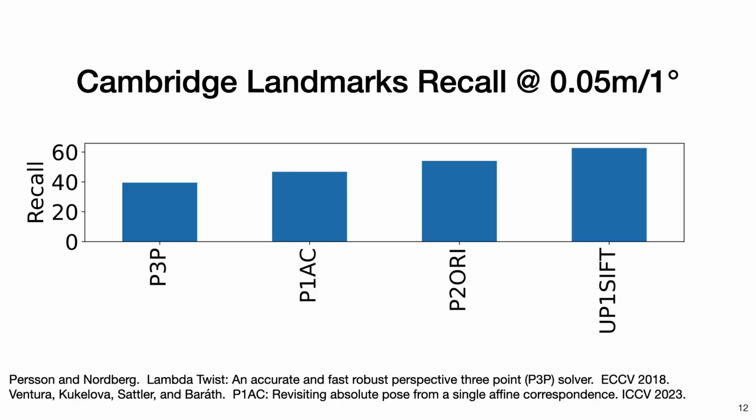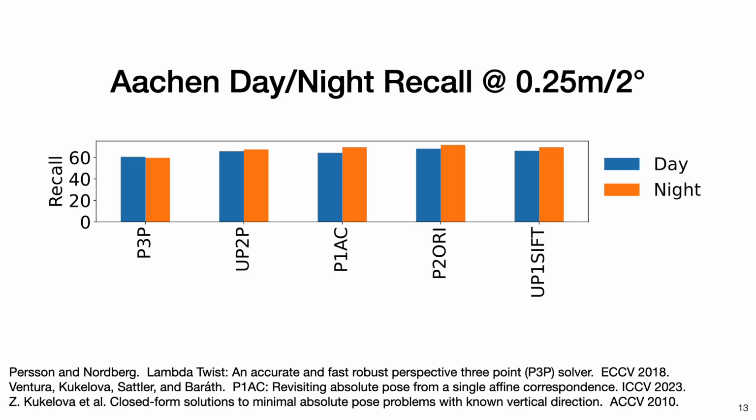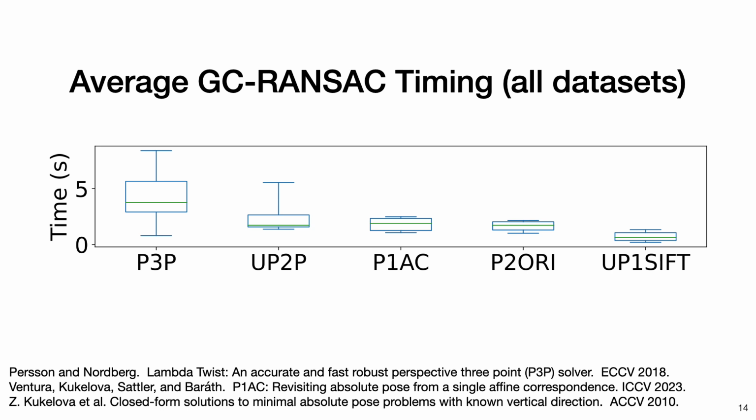On the Cambridge Landmarks dataset, P2 ORI and UP1 SIFT achieved higher average recall than P3P and the P1 AC method, which uses a single affine correspondence. Similarly, on Aachen day-night, our methods outperformed previous methods in terms of recall. Finally, the average graph cut RANSAC timing was faster when using our methods.